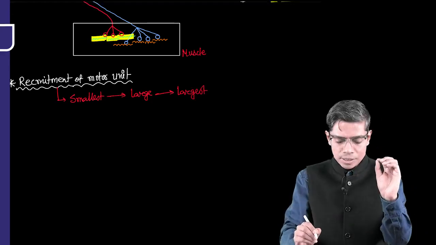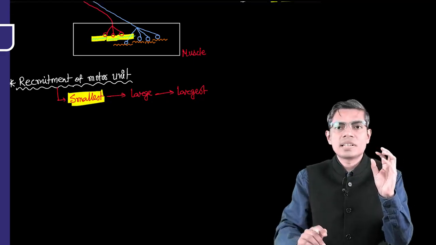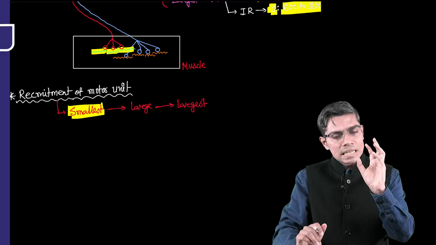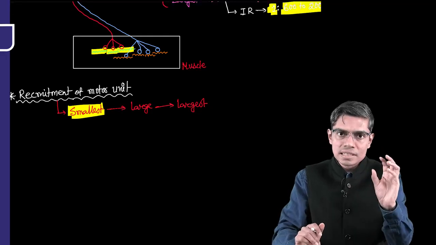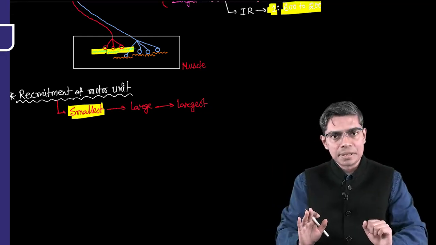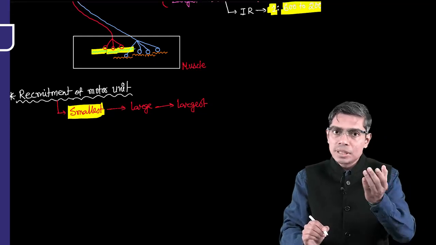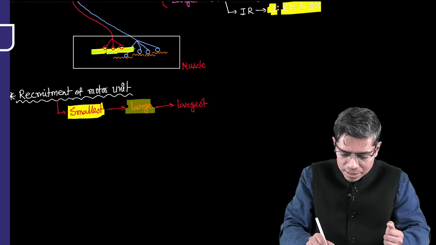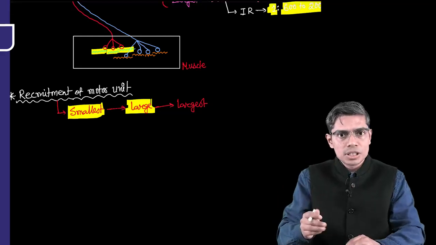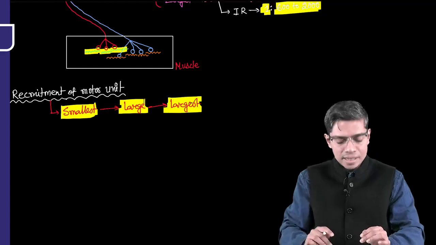So first the brain will activate the smallest size motor unit. Obviously, activating the smallest size motor unit means few muscle fibers will be activated. If the force of those few muscle fibers is adequate to do your job, then the larger motor unit will not be activated. But if the smallest size motor unit is not adequate, then you activate the larger motor unit present nearby, and if even that is not sufficient, then the largest motor unit will be activated, right?